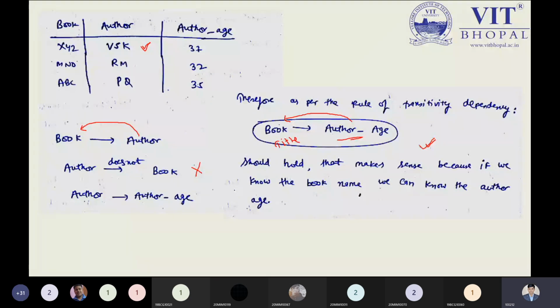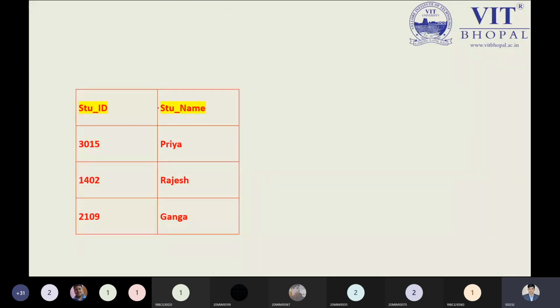Moving to the next slide, then I will ask some questions to the students. So here we have a relation. Are you able to see this relation? I'm giving the name of this relation as Student. Just let me know, are you able to see this relation?